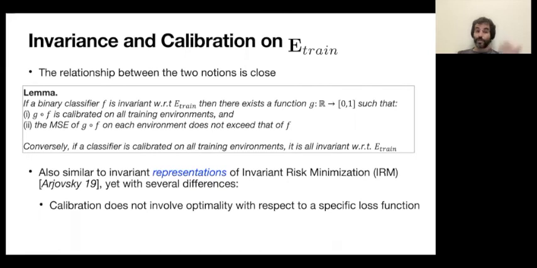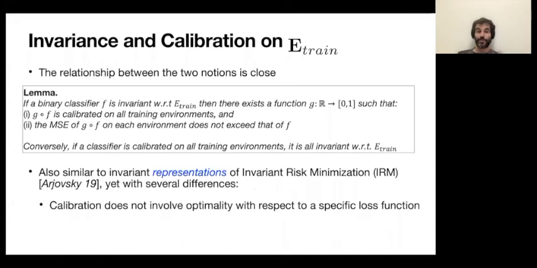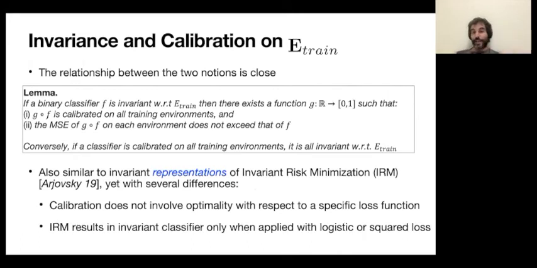So this is similar to work from IRM on invariant representations, but we have several differences. The calibration is not with respect to some specific loss function. It's just an independent property of a classifier, no matter how I got it. And IRM actually has an invariant classifier only if you apply it to logistic or squared loss, and we're much more general than that.